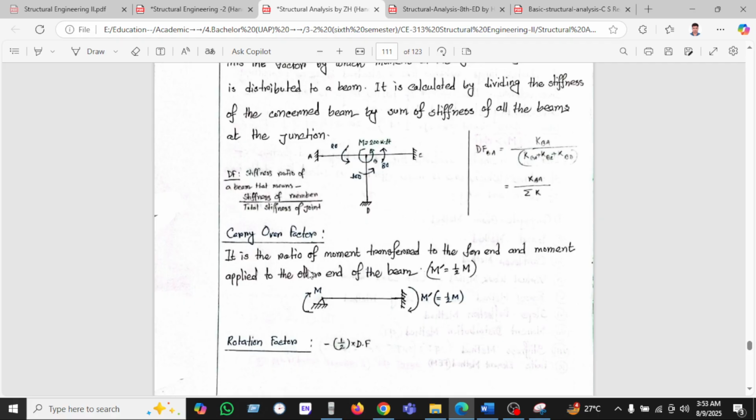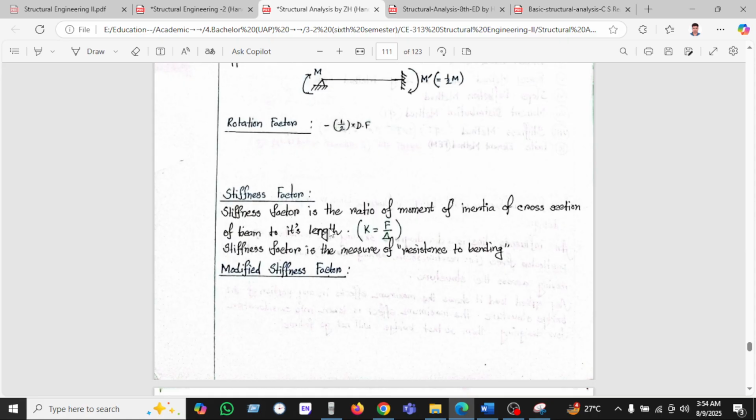What is the carryover factor? It is the ratio of the moment transferred to the far end to the moment applied to the end of the beam, which is M prime. This M prime at the fixed support is equal to half of M.